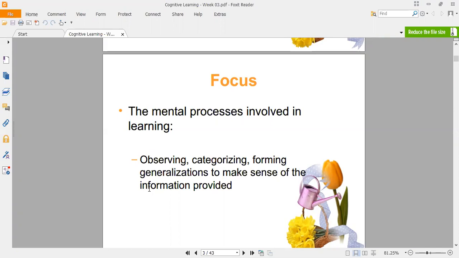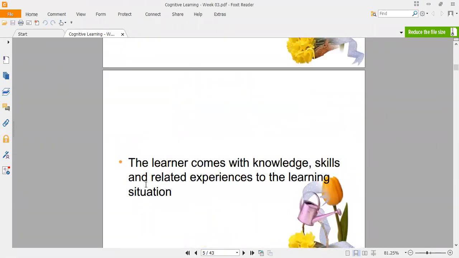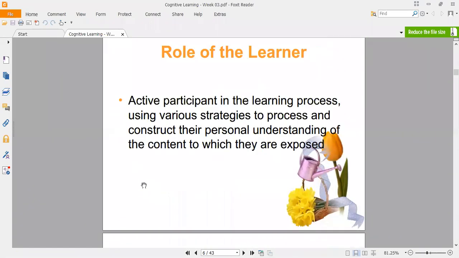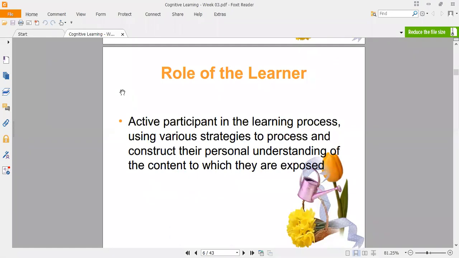Yes, sir. Okay, so then it is about this, the role of the learner: an active participant in the learning process, using various strategies to process and construct their personal understanding of the content to which they are exposed. That's what I'm again telling. For early childhood education, one of the best examples for this is building blocks, right? You can give them building blocks and tell them, okay, you can build something. Sometimes you can tell them, okay, build a house. Then they are using their various strategies to construct whatever you are telling, right?